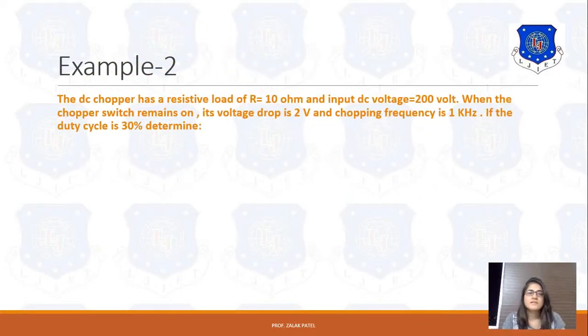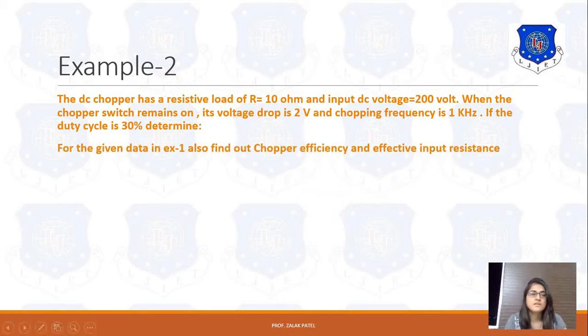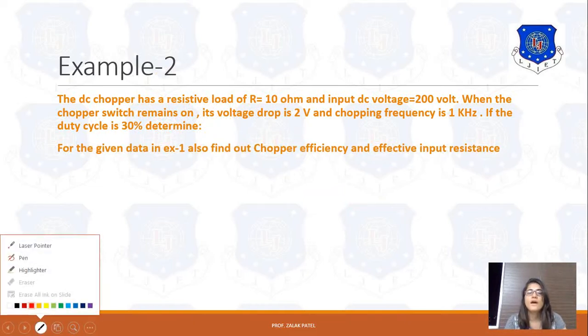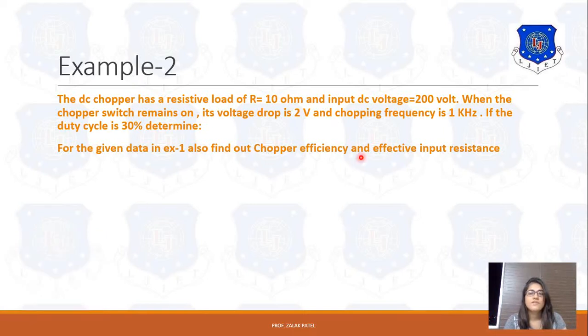First of all, as we discussed in the last lecture about one example, the DC chopper has a resistive load of R equal to 10 ohm. This problem statement is for example number 1, and we have to find out the chopper efficiency. So this is our example number 2, that for the given data in example number 1 you have to find out the chopper efficiency and the effective input resistance. So let's consider first chopper efficiency.